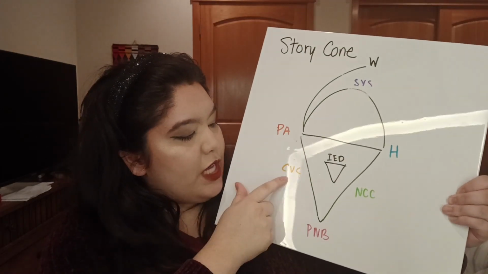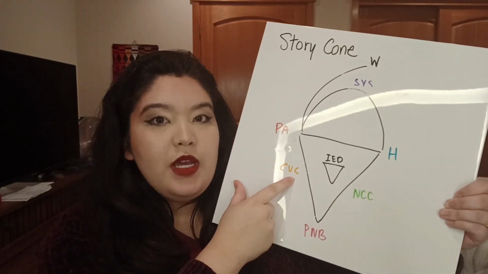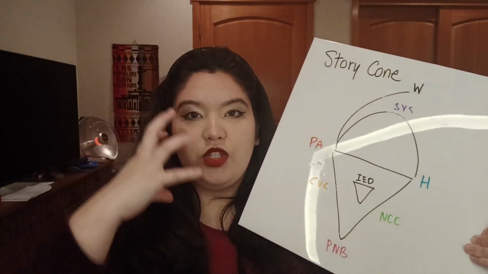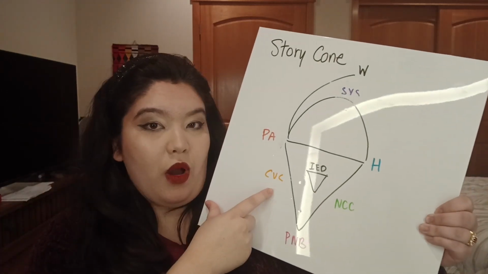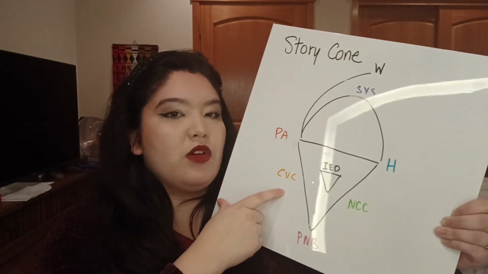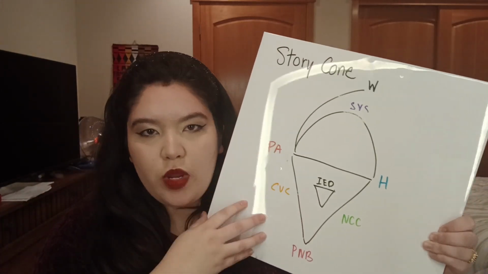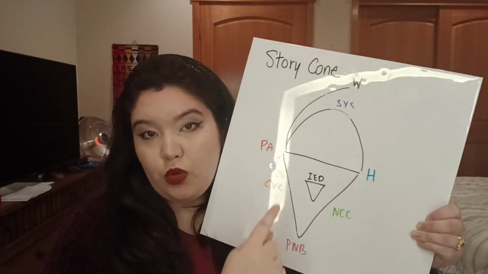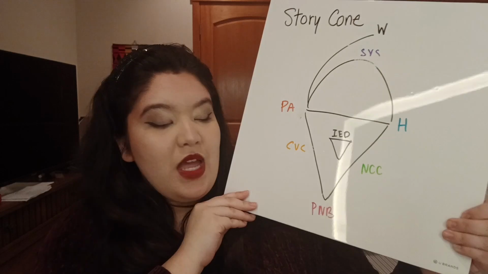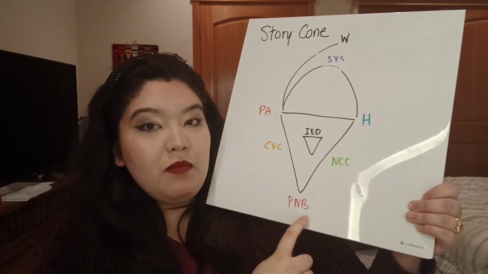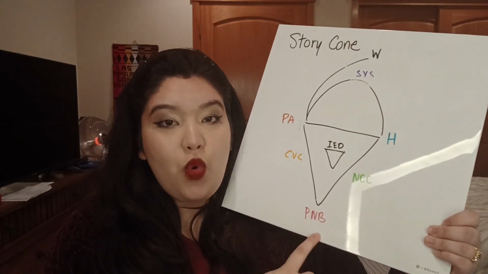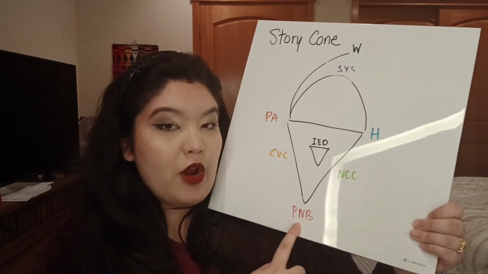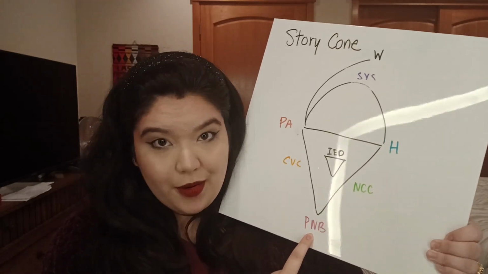Next up, you have your central viewpoint character. This is the character whose point of view is telling us the story. So again, it would be Harry Potter as well. Now, if you're getting confused, it is very common in the story cone method for a single character to fill up multiple roles on the story cone. Then jumping down here, we have the PNB, which stands for the primary norm breaker. This is the rule breaker of the story. Once again, this character in Harry Potter would be Harry Potter.